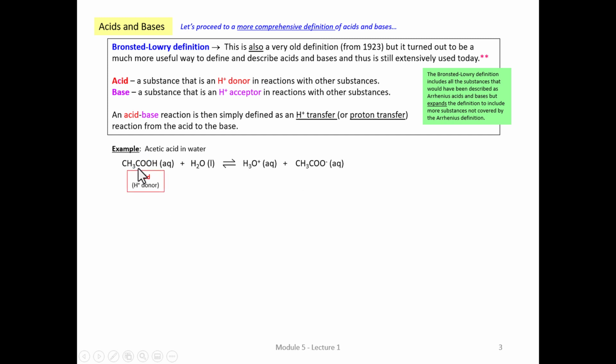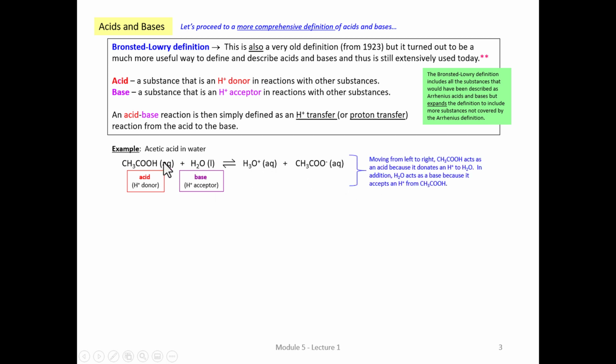And here, looking left to right, the acetic acid is the acid because it's the H plus donor. It's donating this H here as an H plus to water, which means water here is acting as a base, which sounds strange because it's acting as an H plus acceptor. And it's producing a hydronium ion and an acetate ion.